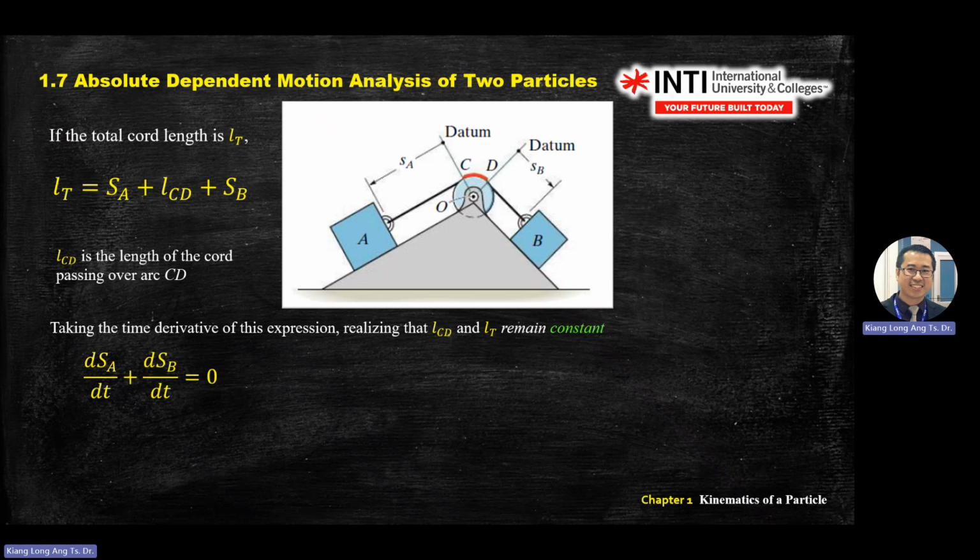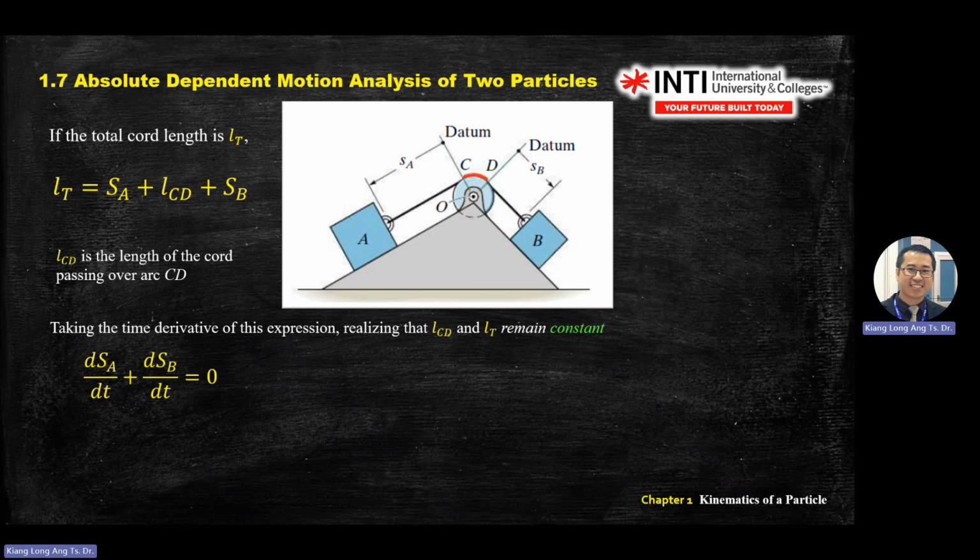The change of length, dLT/dt. The whole equation you differentiate with respect to time, so on the left-hand side is dLT/dt. Does the total length of the rope change? No, there is no change. So this one is 0 also. That's why you arrive at this equation: 0 equals dSA/dt plus dSB/dt.